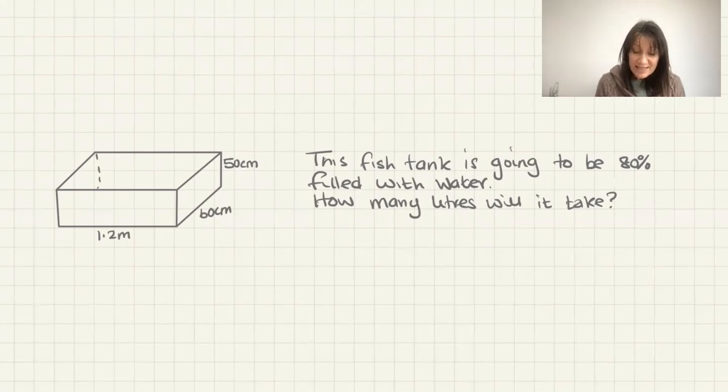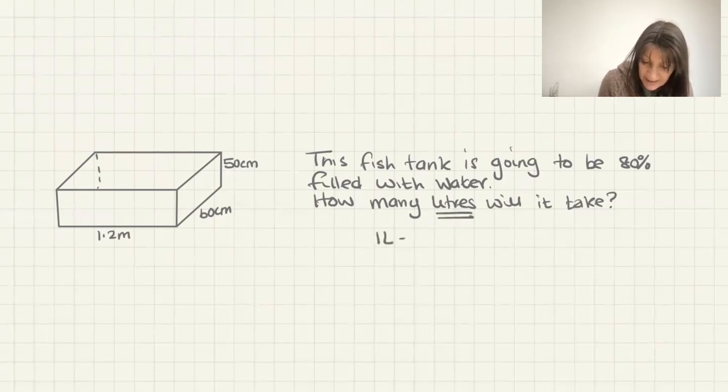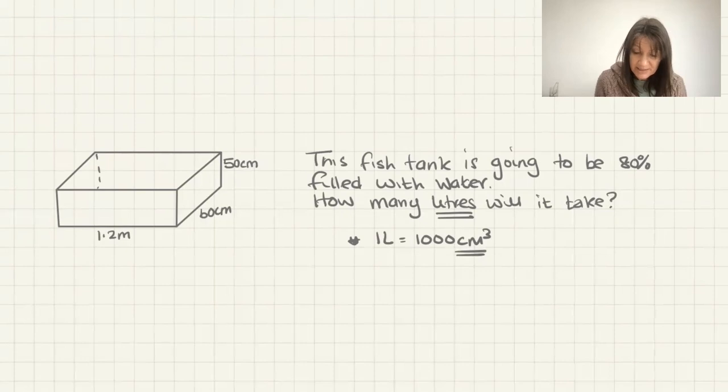Okay, so the first thing I need to know is actually how much liquid would fit into the entire shape. So I need the volume of the entire shape. I know because they're talking about liters, I'm going to need my 1 liter equals 1,000 centimeters cubed. I need that fact. So that's the first thing. That means I must be working in centimeters. I am on all the edges apart from this one here. So we're going to change that to 120 centimeters so that I've got everything in the right order.